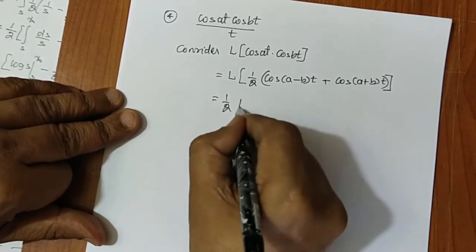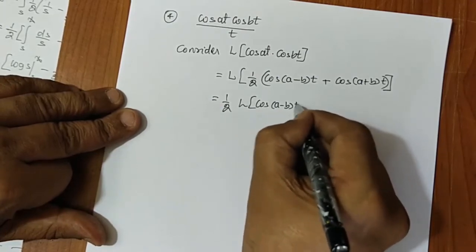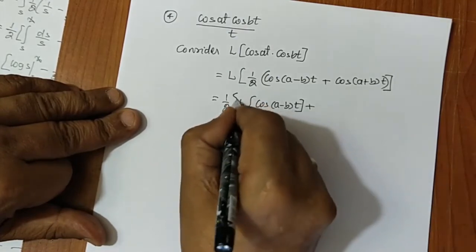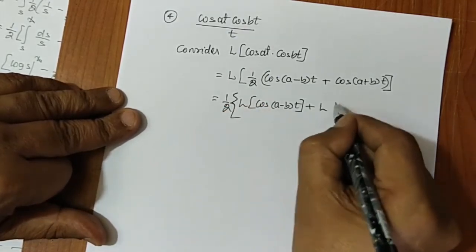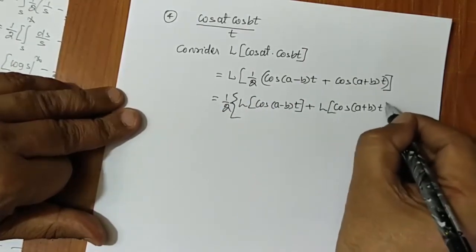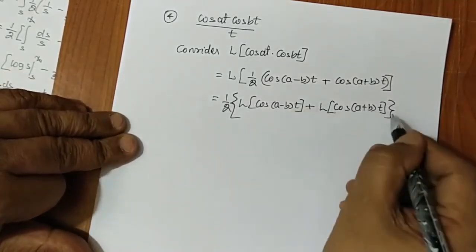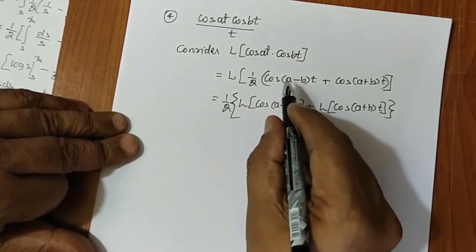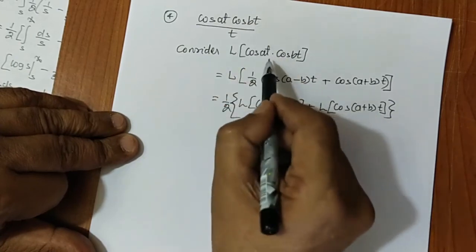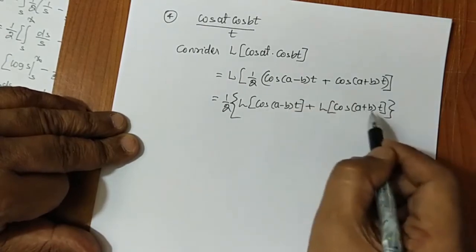Half of L of cos(A minus B)t plus, so here I have the bracket, L of cos(A plus B)t, right? You may get confused by A minus B and A plus B. Usually they will give it in terms of numbers, like cos 2t into cos 3t. Then A minus B and A plus B become simple numbers, so that becomes easier. This is the generalized case.